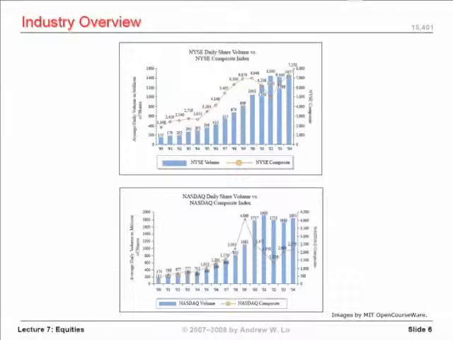Yeah? Did the internet also help more volume? Oh, absolutely. Well, there are a number of technological innovations that have made this market increase so quickly. So the internet is one. Now all of us can trade on the internet.